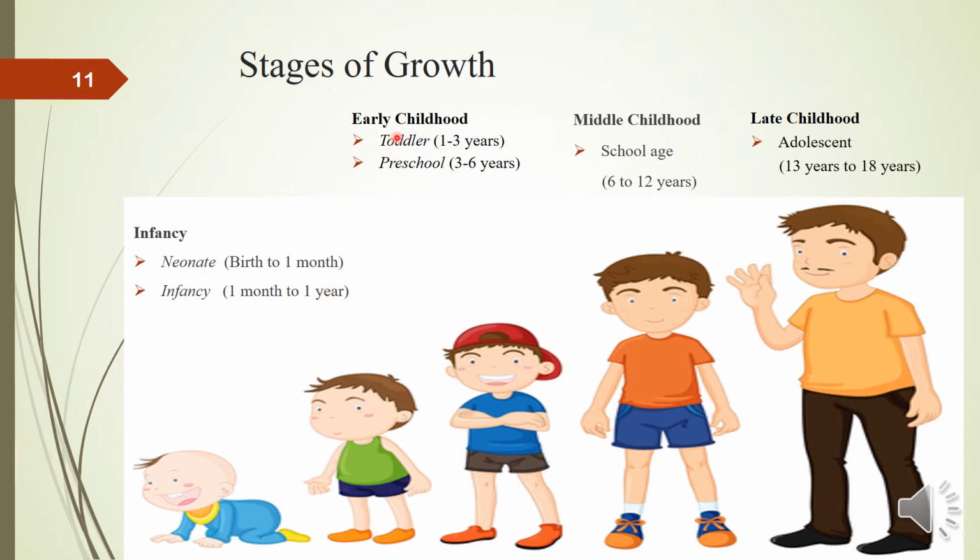Then you have early childhood. A child who is 1 to 3 years old is called a toddler. A child 3 to 6 years old is called a preschool child. And then you have middle childhood, and then you have late childhood or young adulthood. So these terms like toddlers, preschool children, neonates and infants you must be familiar with, because in our further discussions we are going to refer to them quite often.